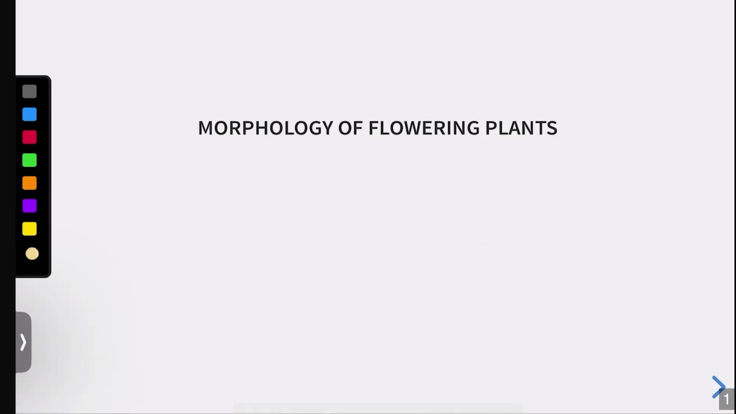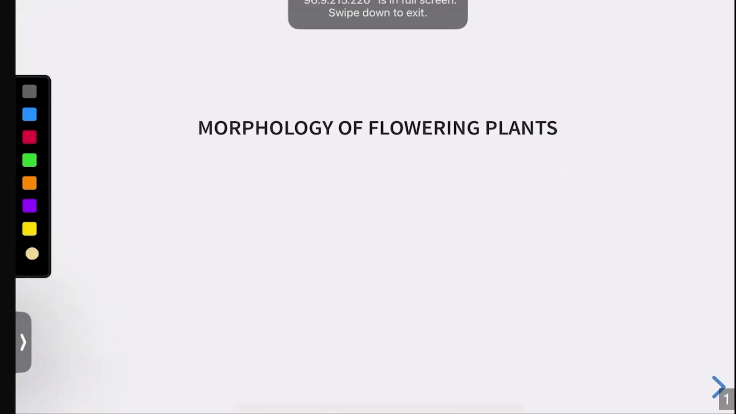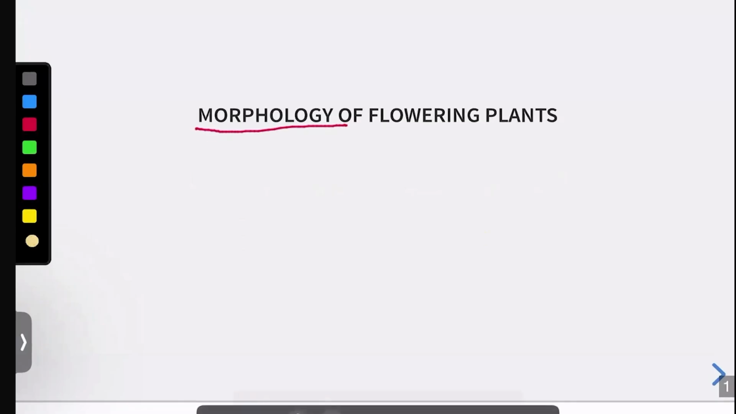This chapter mainly focuses on the morphology, like whatever we can see from outside of a flowering plant. So there are two terms. I will clearly demarcate the difference between these two terms. One is your morphology. There is one more term called anatomy. Anatomy is a bit different than morphology.